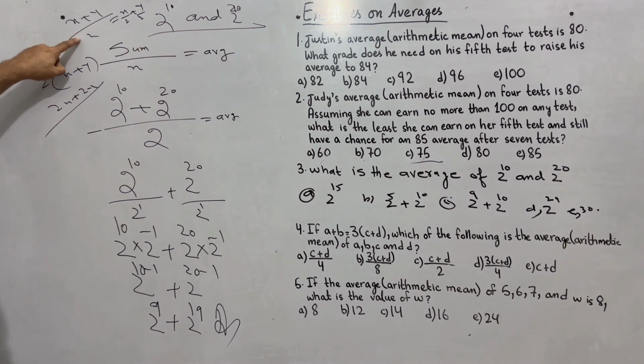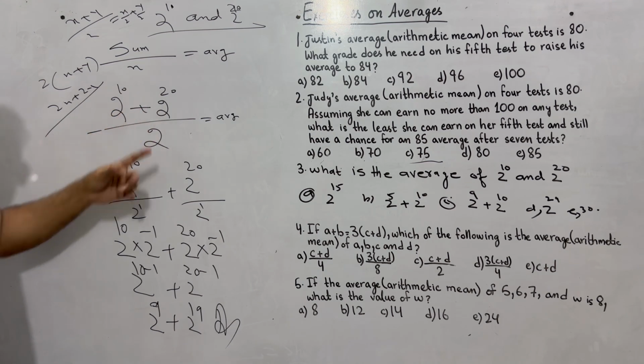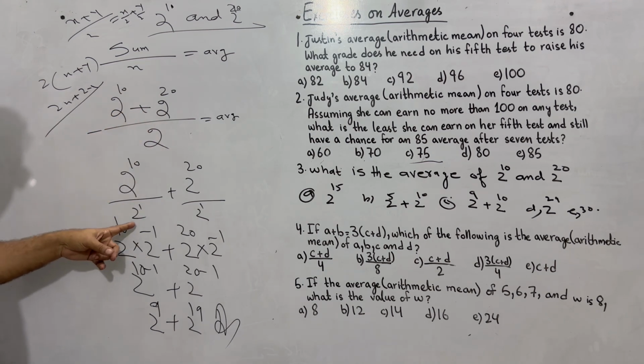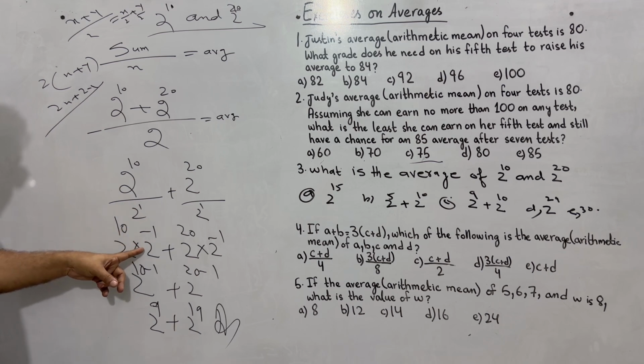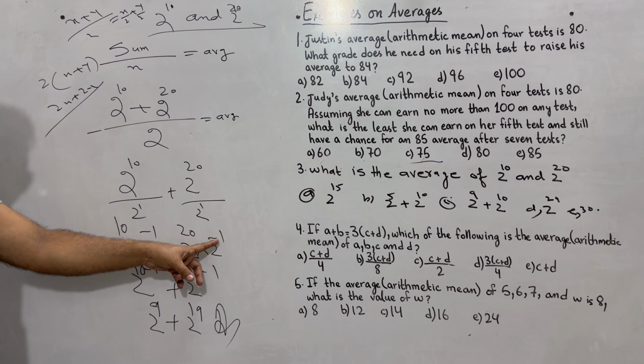We can do this as well mathematically. I have divided 2 with 2 raised 10 and 2 raised 20. Here I can write 2 raised 1 in the numerator as 2 raised minus 1. Similarly, this 2 raised 1 becomes 2 raised minus 1.